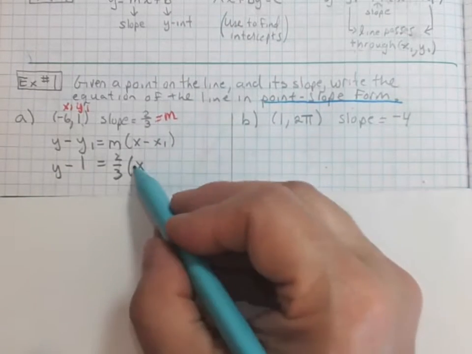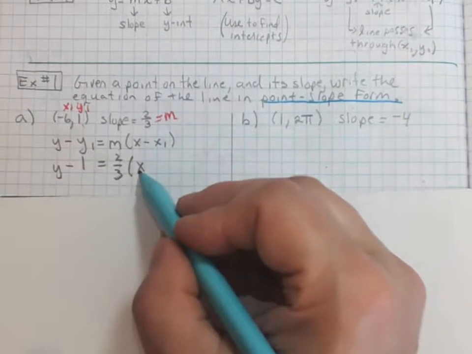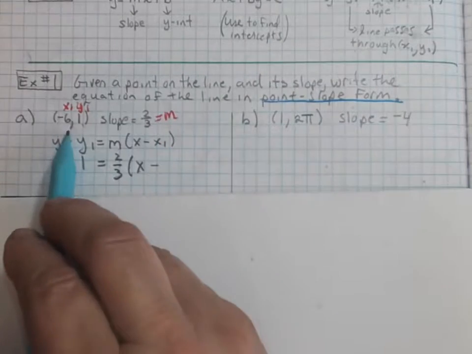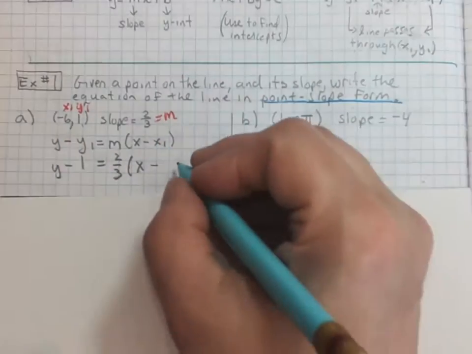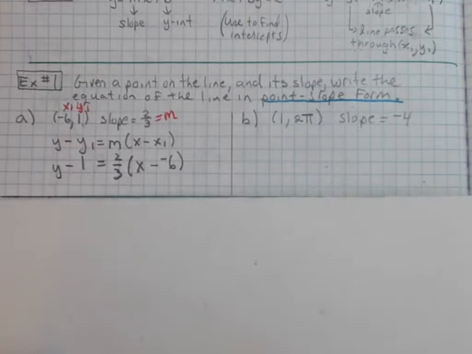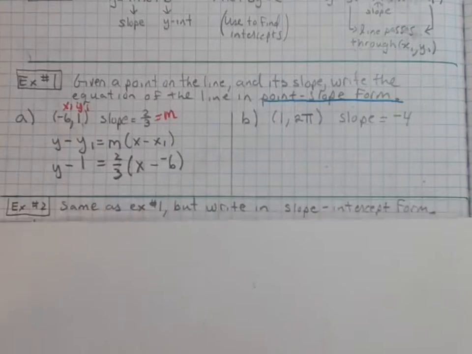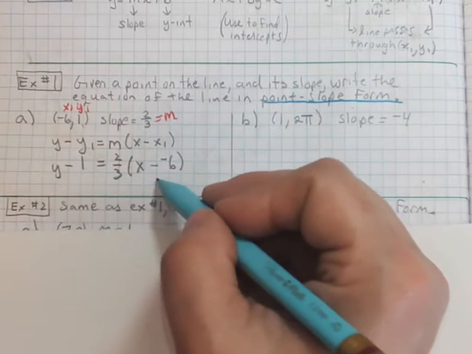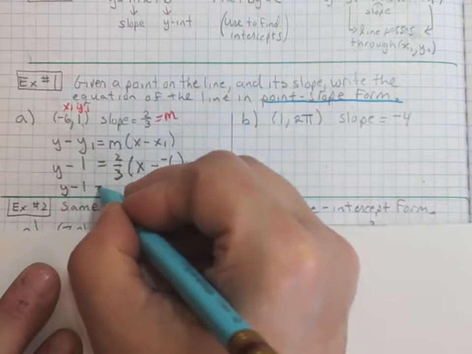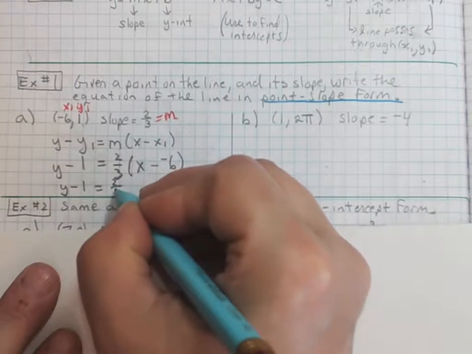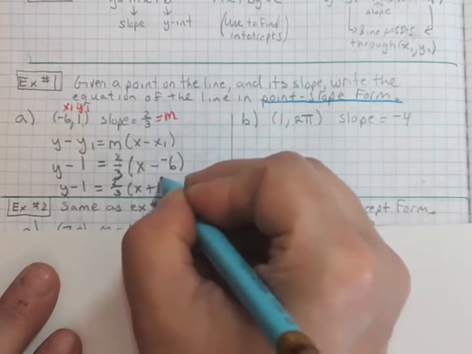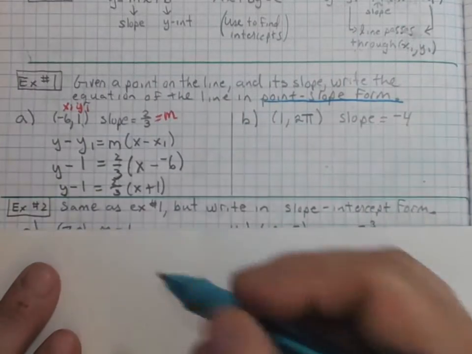We write the variable x, so that's coming down, but in place of x1, we write that coordinate of -6. And there is point-slope form. Now, it could be simplified because of that double negative, so you want to make sure you do your final answer in that form: y equals 2/3 x, double negative, plus 1. I'm going to circle my answer.